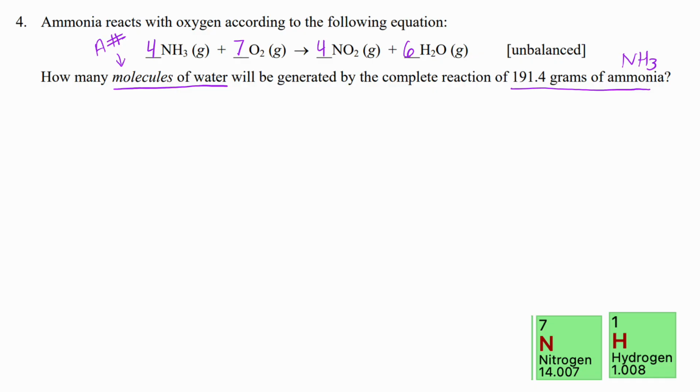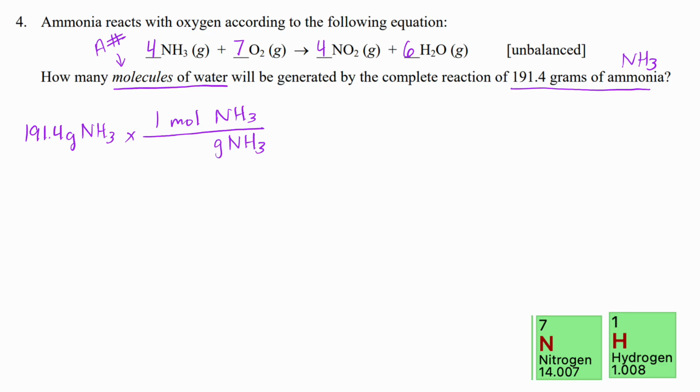So again, we're always starting with what we're given, which is 191.4 grams of ammonia. And we need to go all the way to molecules of water. So I know my stoichiometry or my mole ratio is going to be going from NH3 to H2O, but first I have to be in moles to even use that. So first step is to use our periodic table to get rid of grams and to get into moles of NH3. So I know from my periodic table, 1 mole of NH3 is equal to the molar mass of NH3.